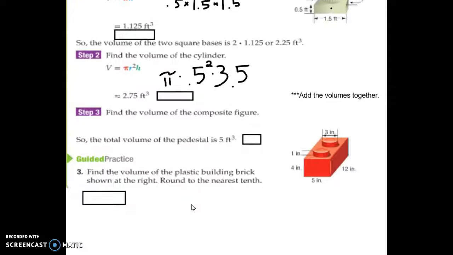Okay, and again, here's an extra guided practice if you want to find it. We have 2 cylinders on top of a Lego piece, and we have the whole prism underneath. Find the volume. See if you can do it on your own. That would be the answer.